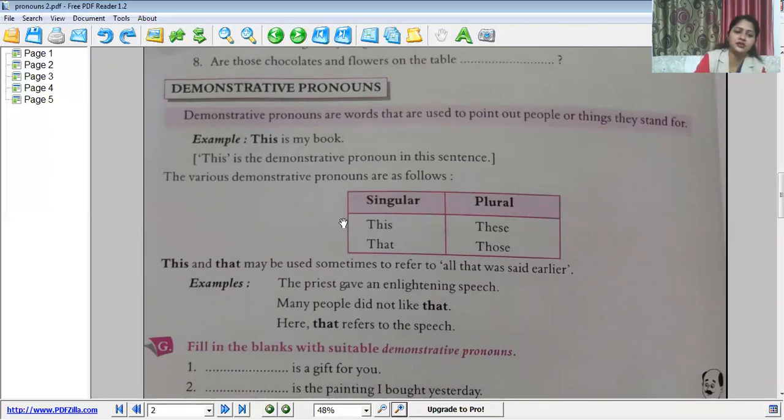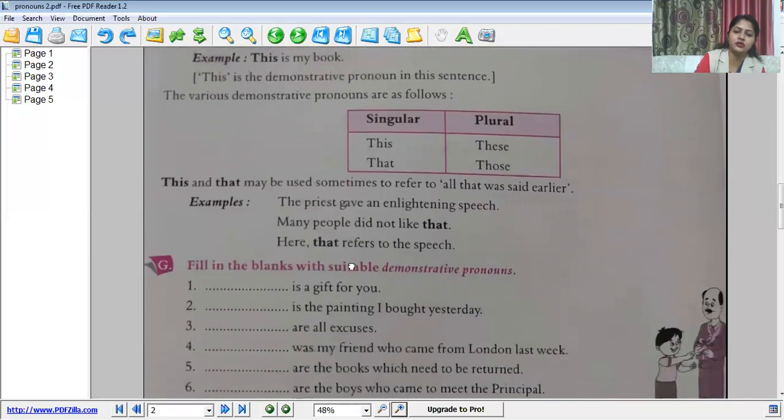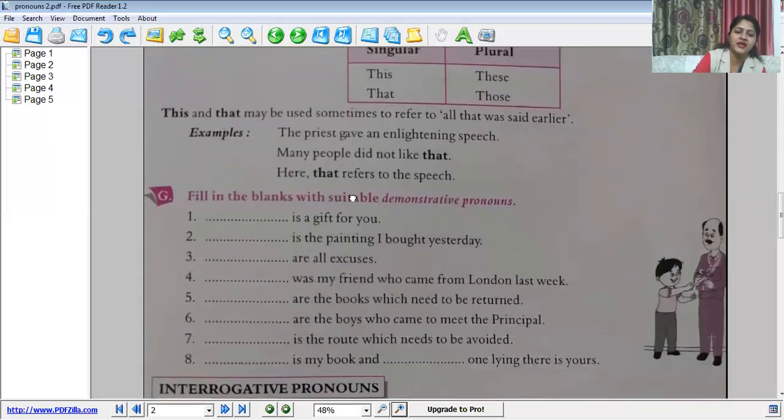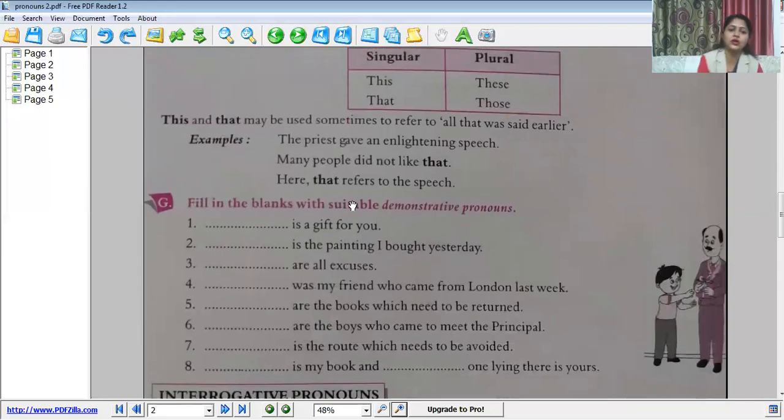Now there's an exercise on filling in the blanks with demonstrative pronouns, and you have 8 of them. Dash is a gift for you. We can use this is a gift for you. See the picture there. That's why this is a gift for you, close by. Otherwise, if the picture is not specified, generally we don't show pictures because now you come to big classes, right, children? So this is a gift for you, or that is a gift for you if it's placed on a far off table. Okay, children?